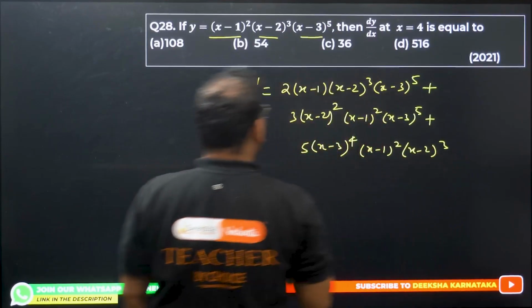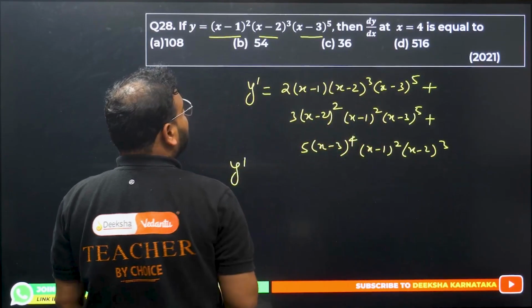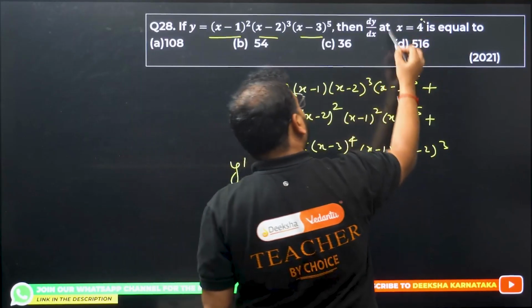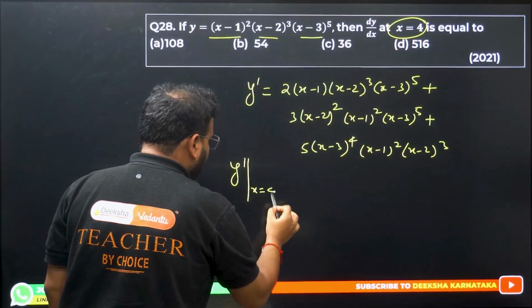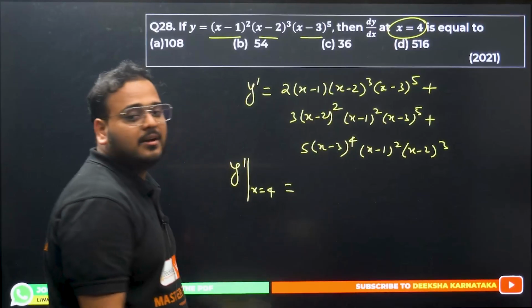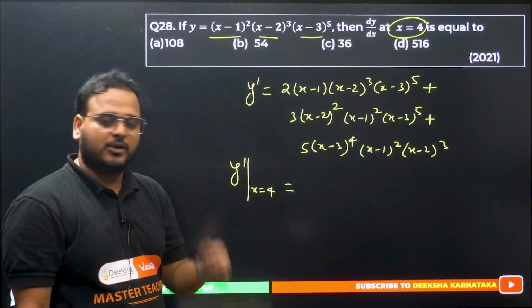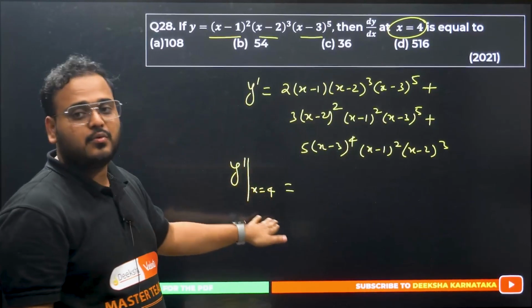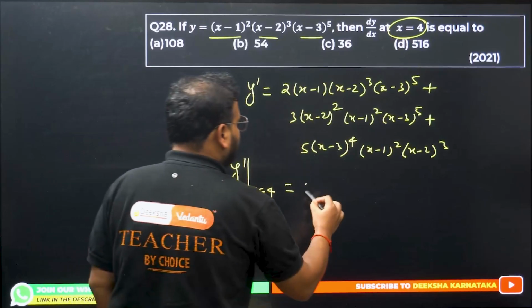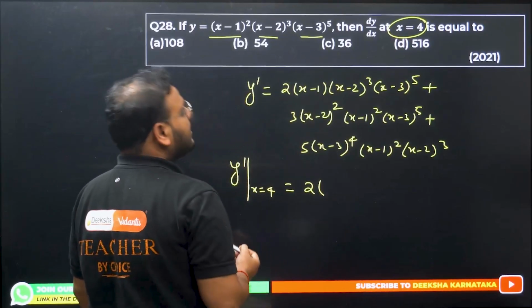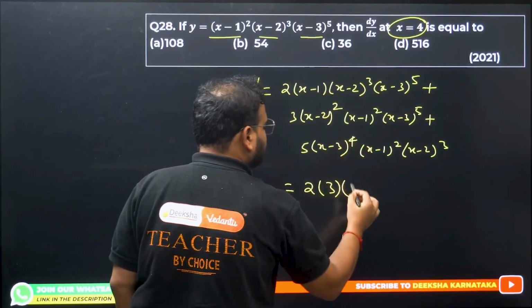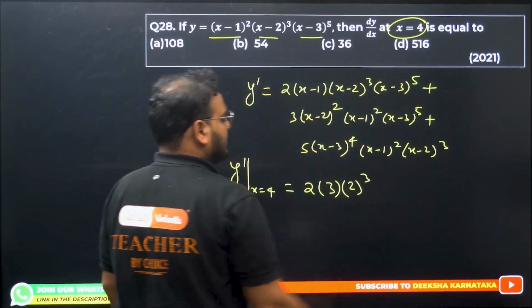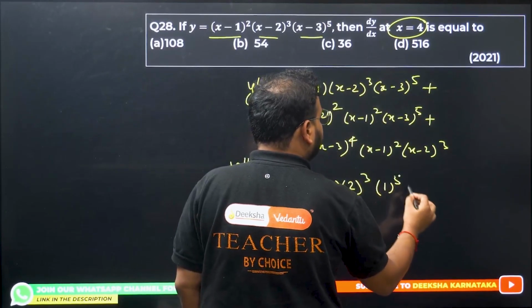Now the function we already have. I'm looking for the derivative when x is 4. So right here, y dash when x equals 4. That's how we represent it. Derivative at x equals 4. Substitute. I get twice of 4 minus 1. How much is 4 minus 1? Simply 3. And 4 minus 2 will be 2 cube. 4 minus 3 will be 1 power 5.